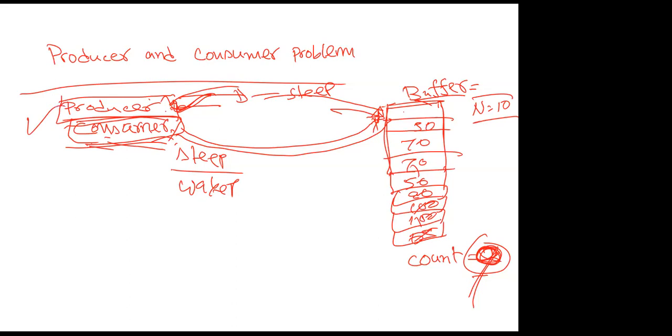So the producer function will be woken up by the consumer function, and the consumer function will be woken up by the producer function. This is the basic idea of the producer and consumer problem. Now let's write the code, then it will be more clear.